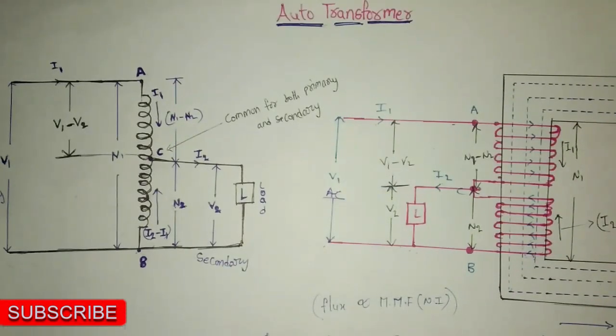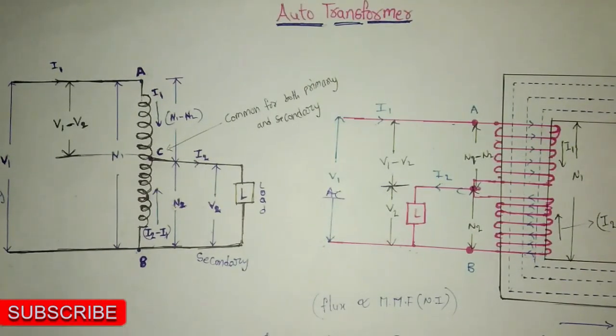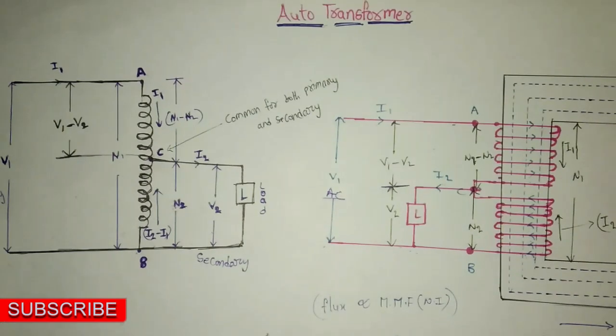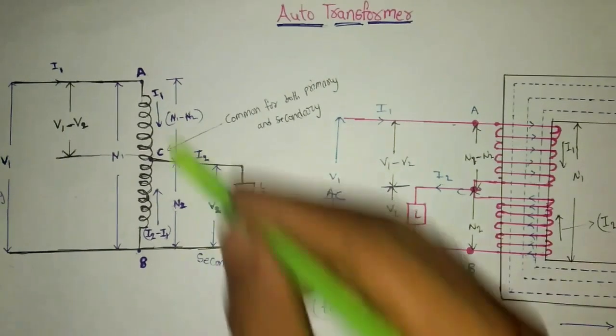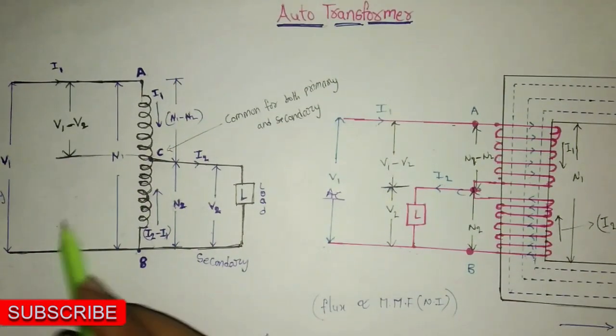Hello friends, today our topic is auto transformer. In two winding transformer, we have two windings, one for primary, another for secondary. But in case of auto transformer, we have a single winding. Part of this winding is common for both primary and secondary.